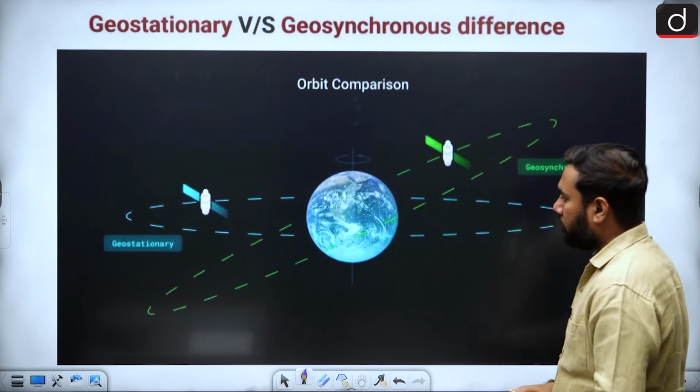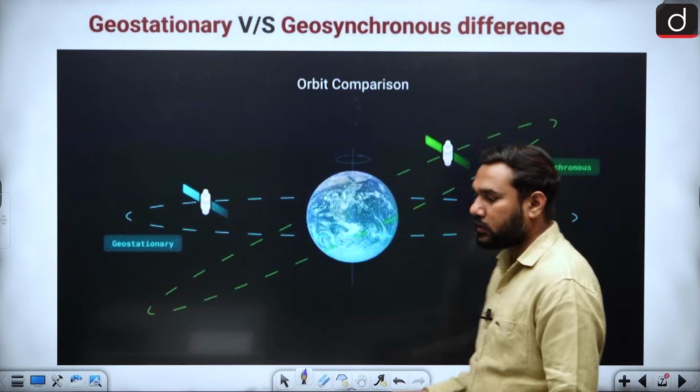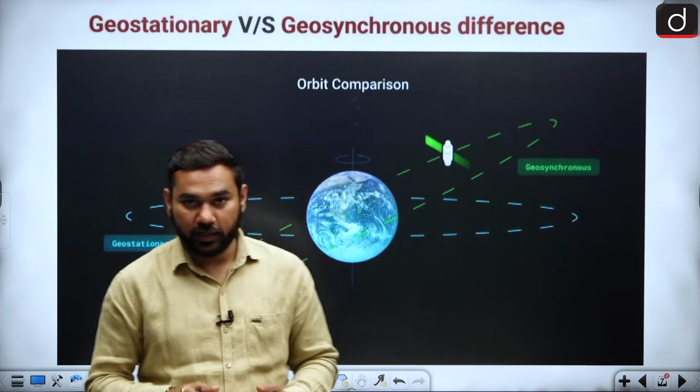After this, we have to know about this major concept. UPSC has already asked a question from it, and this is very important.